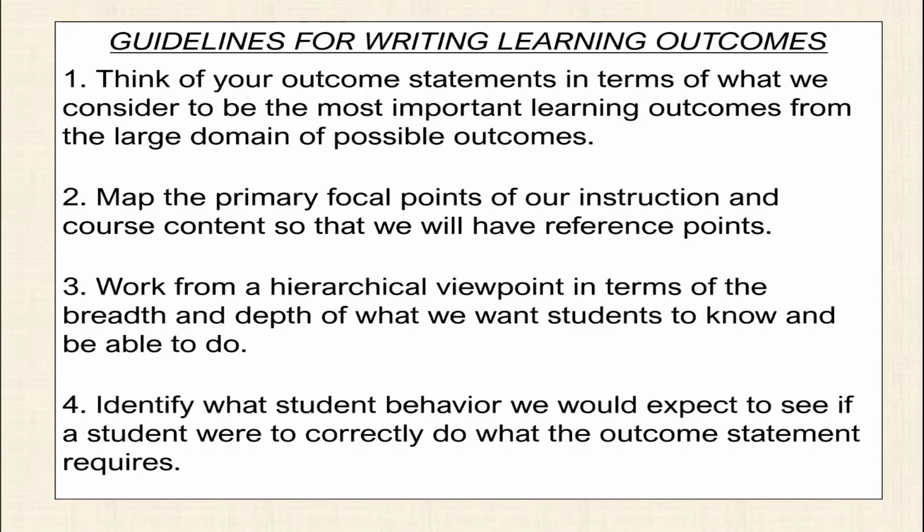And number four, identify what student behavior we would expect to see if a student were to correctly do what the outcome statement requires. Now, that's kind of an interesting thought. What really do we expect the student behavior to be that we can see and measure, and that we would expect if a student were to correctly achieve this outcome?